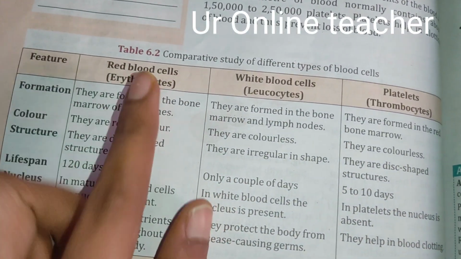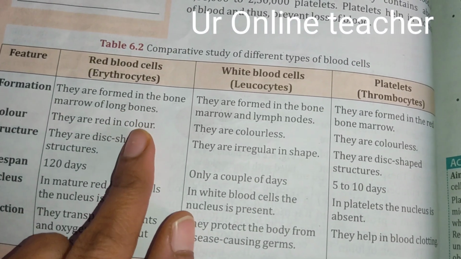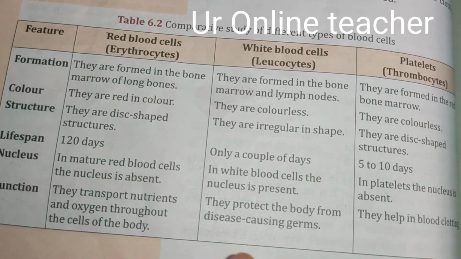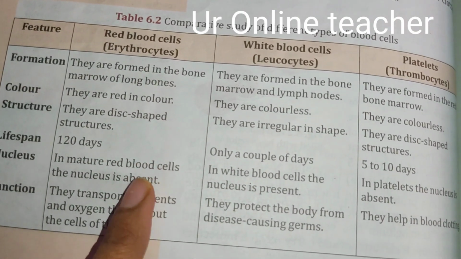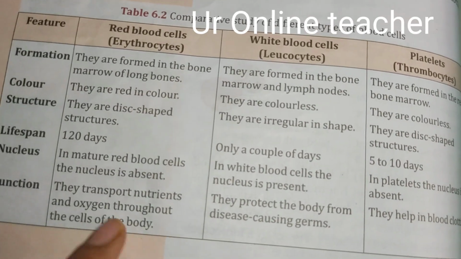See, red blood cells are formed in the long bone marrow. They are red in color. They are disc shaped. They live for 120 days. In mature red blood cells, the nucleus is absent. They transport nutrients and oxygen throughout the body.